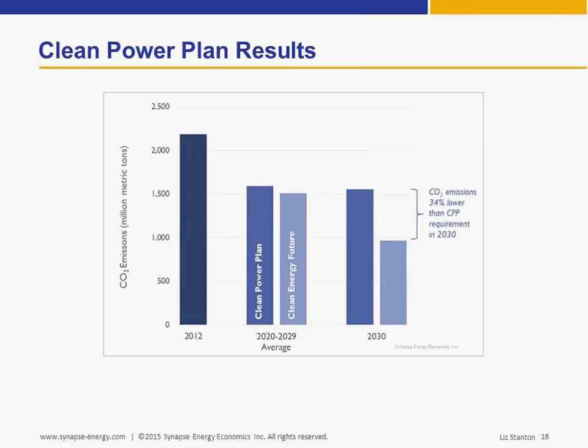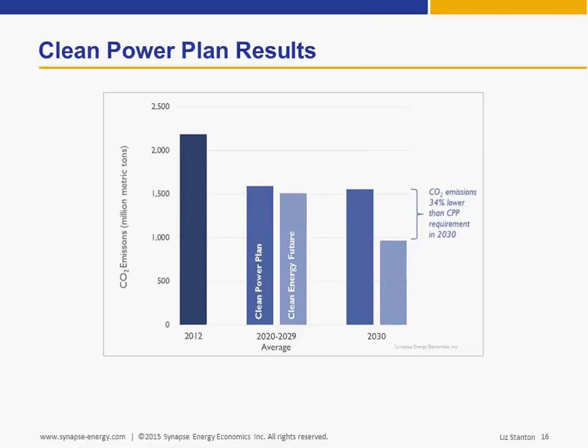CP3T, our Clean Power Plan modeling tool, does both the rate and the mass, but for simplicity, we're just looking at mass here. You can see that for the nation as a whole, or at least for the lower 48 here, our CO2 emissions are 34% lower than the requirement. We're actually over-complying.